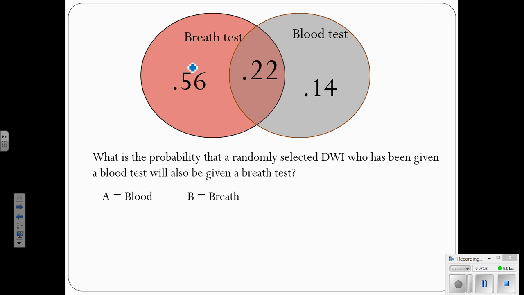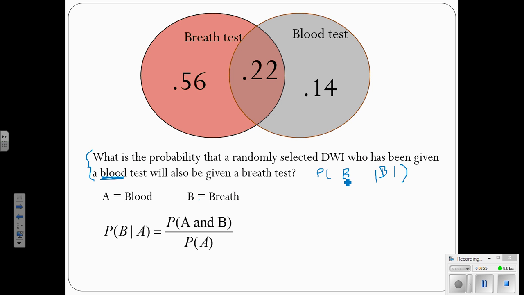What's the probability that a randomly selected DWI who has been given a blood test will also be given a breath test? This is something you're going to have to start paying very, very close attention to, because this is a setup for conditional probability. So if we call A blood test and B breath test, read that carefully again: what's the probability they have been given a blood test, they're also going to be given a breath test, excuse me. So we know they've already been given a blood test. So in other words, what's the probability that given that they've had a blood test, they also have to do a breath test?